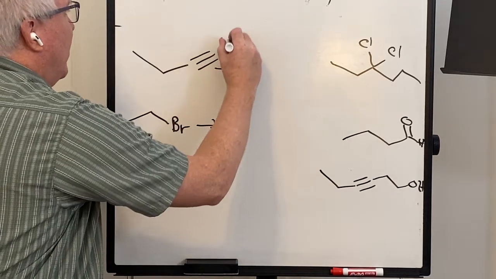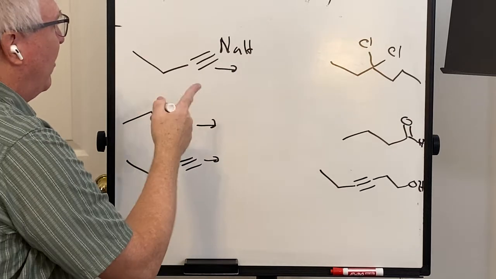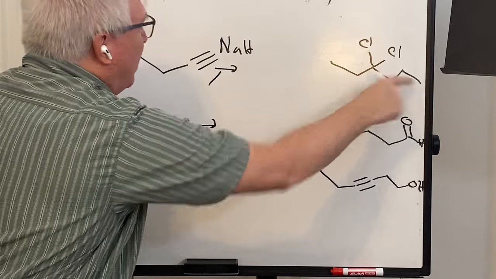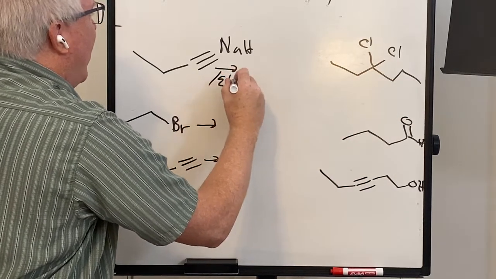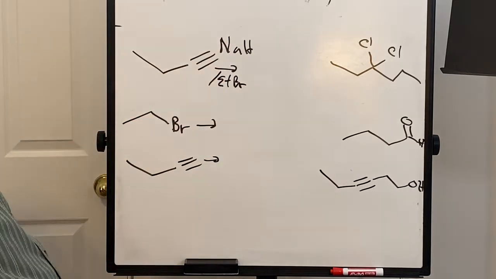So let's treat it first with sodium hydride or sodium amide. Make sure you show the base and show the reagent. Now, if we form that, we need to put on 2 more carbons. So how about an ethyl bromide? Okay, and you can show any reagents you need here.